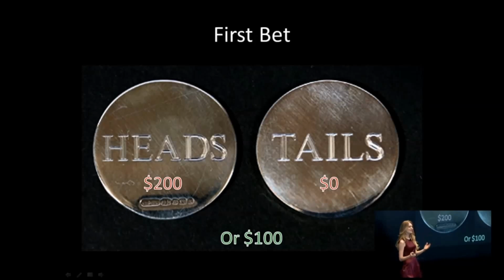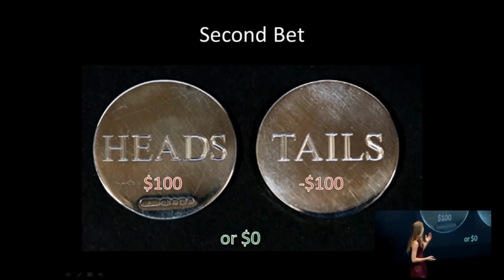So the first question, foremost, was you can either take a bet where you can win $200 or win nothing, or you can choose to win $100 instantaneously. The second bet gave you the possibility of winning $100 or losing $100, or you could choose just not to play.